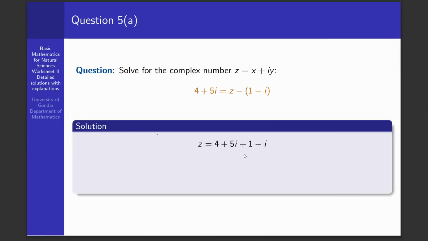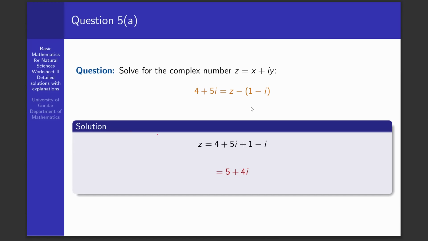So the sum of these two complex numbers, that is 4 plus 1, the real part of the first plus the real part of the second complex number, is 5. And the sum of the imaginary parts, 5i plus minus i, is 4i. So therefore, z could be 5 plus 4i.